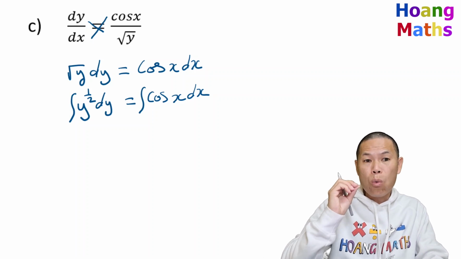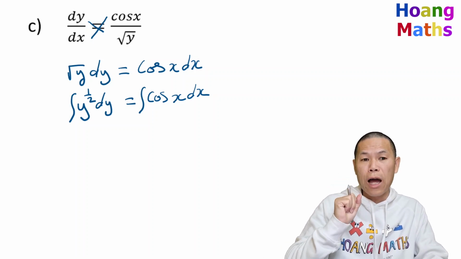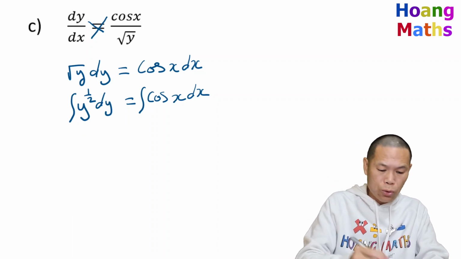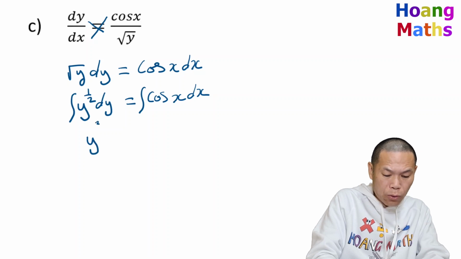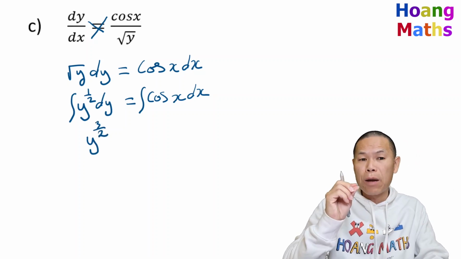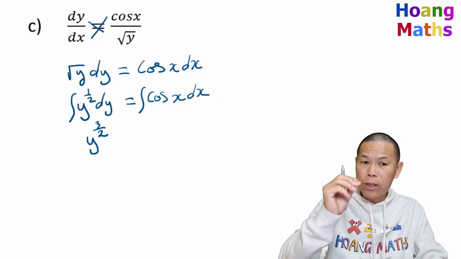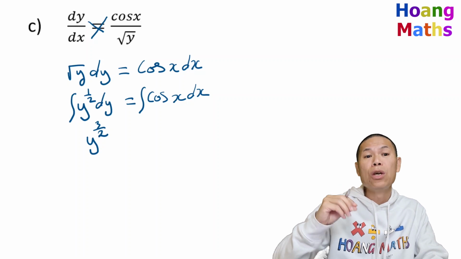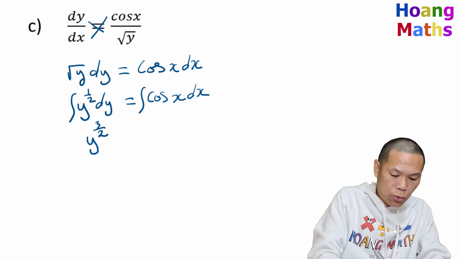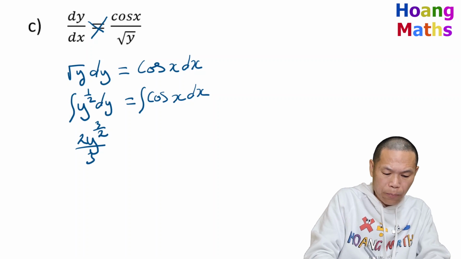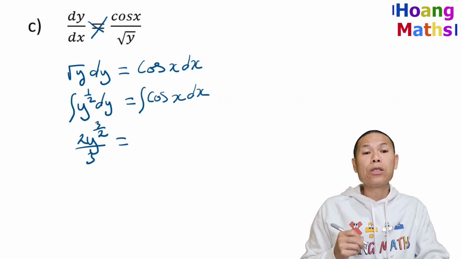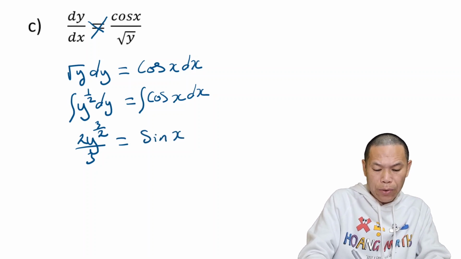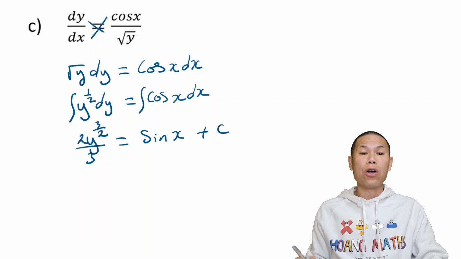So we integrate y to the power half. We just add 1 to a half, which gives me 3 over 2. So that means y to the power of 3 over 2, and we need to divide by 3 over 2. But if we divide by 3 over 2, we can flip the fraction and become times, so we times 2 over 3. So the answer is 2 over 3 y to the power of 3 over 2. On the right, integrating cos gives me sine of x. So that becomes sine of x. And do not forget, we need to add a constant c.